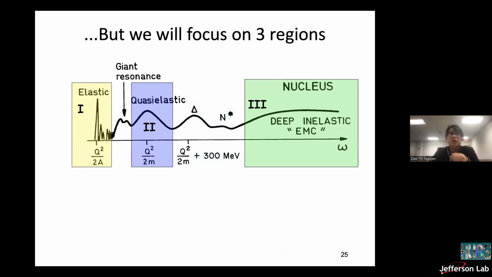Everything is interesting, but in this lecture, given what I do in my research, I will focus on these three regions: the elastic, quasi-elastic, and the deep inelastic region. We will not talk about the other regions at all, and I am not an expert on the other regions.